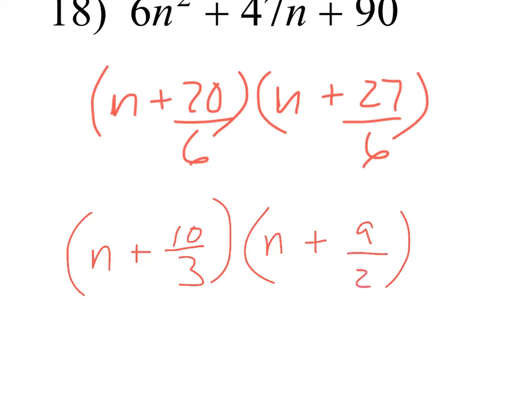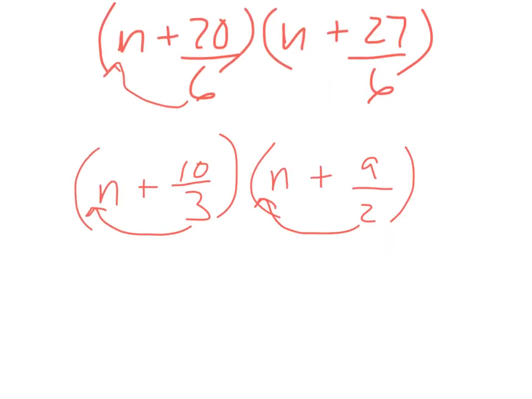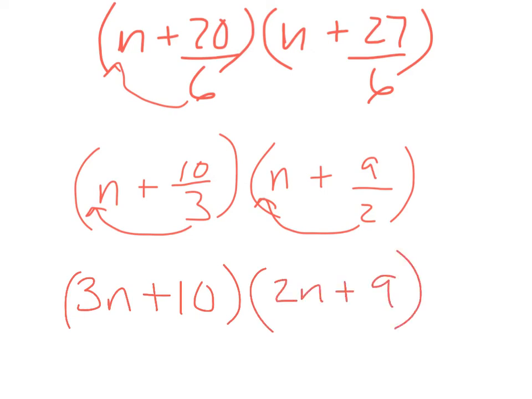So we have to simplify it as much as possible before we bring the denominator up to the front. Because if we brought the 6 up to the front right off the bat, our answer would be wrong. If we FOILed it back out, we wouldn't get our original answer. So now we have 2n plus 9. Perfect.